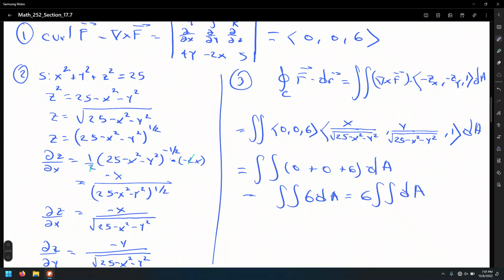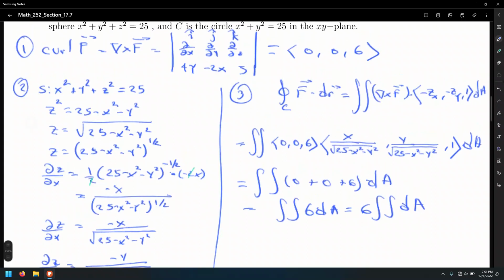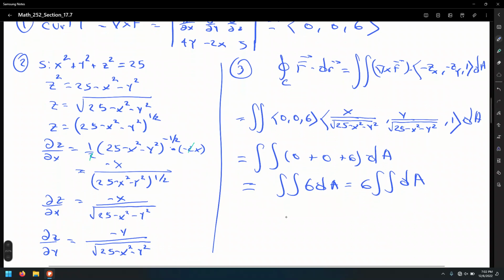But we don't need to parameterize anything or to iterate this integral, because guess what? The region over which we're integrating is circular, isn't it? And all we have to do is find the area of the circle. That's it. So 6 times the area of the circle, which is in this case 6 times pi r squared, and the radius is 5.